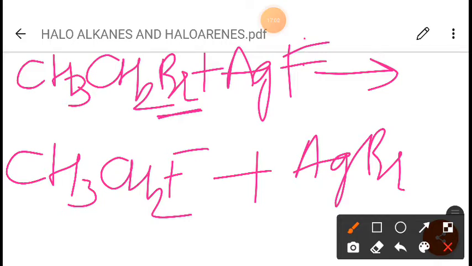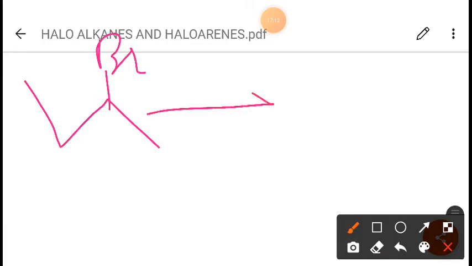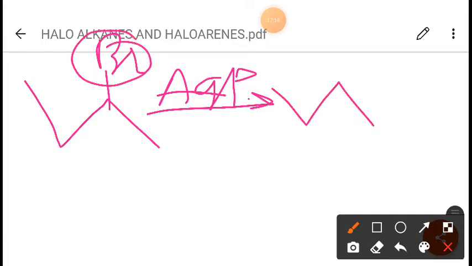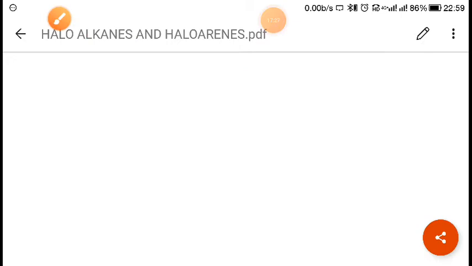Now let me give you one more example. Suppose we are taking this example. Here also, in the presence of AgF, in place of bromine, this fluorine will come, and AgBr will come out from the reaction. So this is the Swarts reaction, and it's the best method to prepare alkyl fluoride. From this method only, Teflon was first prepared. I hope you have understood the Swarts reaction.